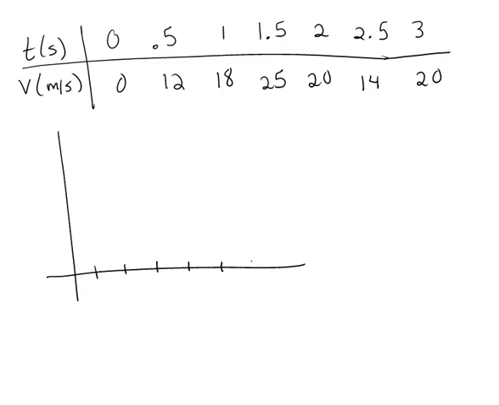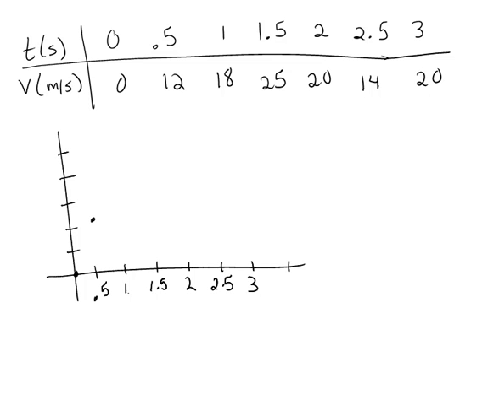It goes up to 25, so I'm going to count by fives: 5, 10, 15, 20, 25. Okay, so this is 0.5, 1, 1.5, 2, 2.5, 3. At 0.5 you're at 12, so you're about here. And then at 0 you're at 0.